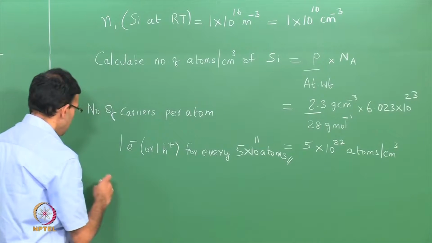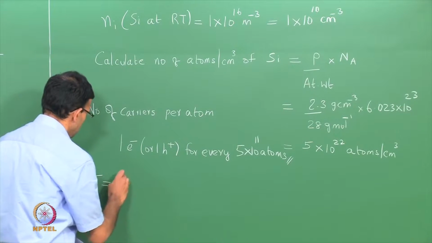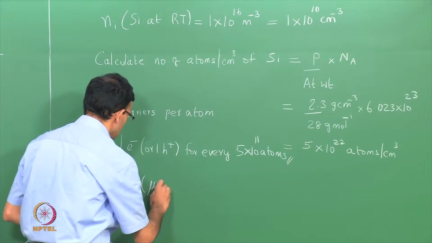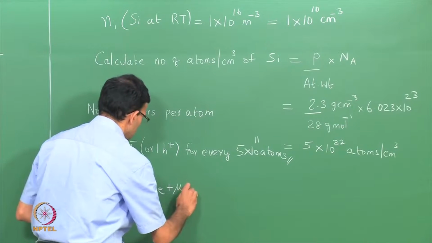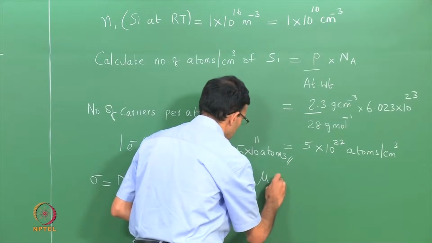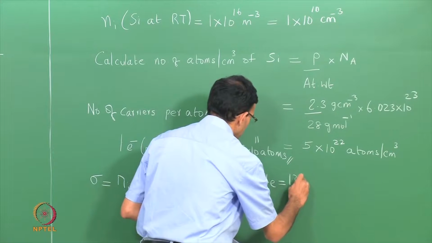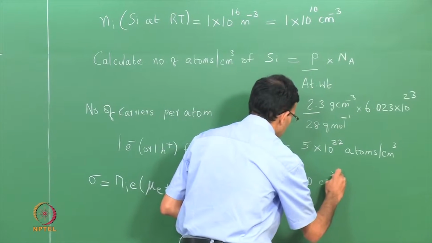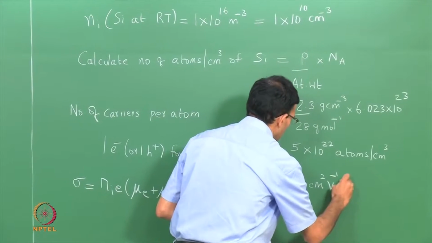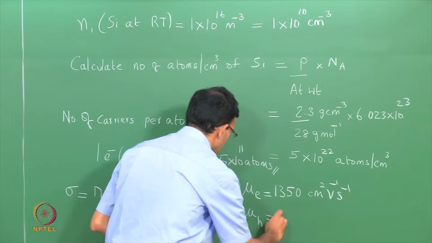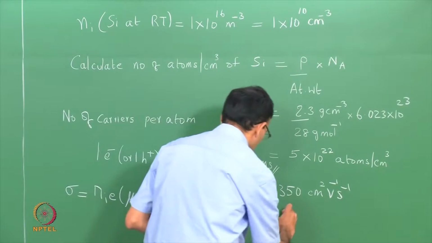We can go ahead and calculate the conductivity using this equation. Mu_e for silicon, we saw yesterday, was 1350 centimeter square per volt per second. Mu_h is 450.